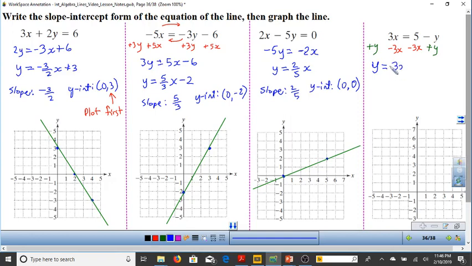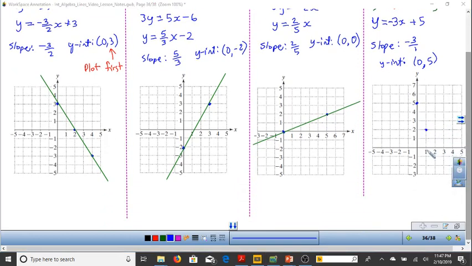negative 3x plus 5. So my slope is negative 3 over 1, and my y-intercept has coordinates 0, 5. So I plot 0, 5 on the graph, and then I go down 3 units, 1, 2, 3, to the right 1. And I can do it multiple times if there's space. 1, 2, 3, to the right 1.